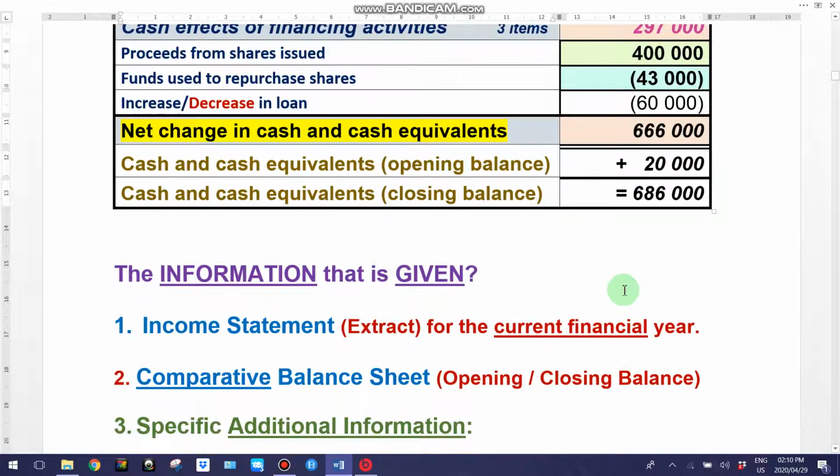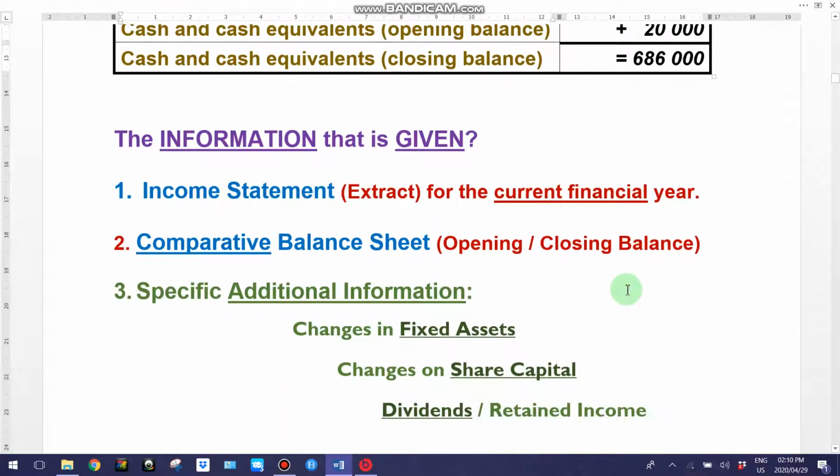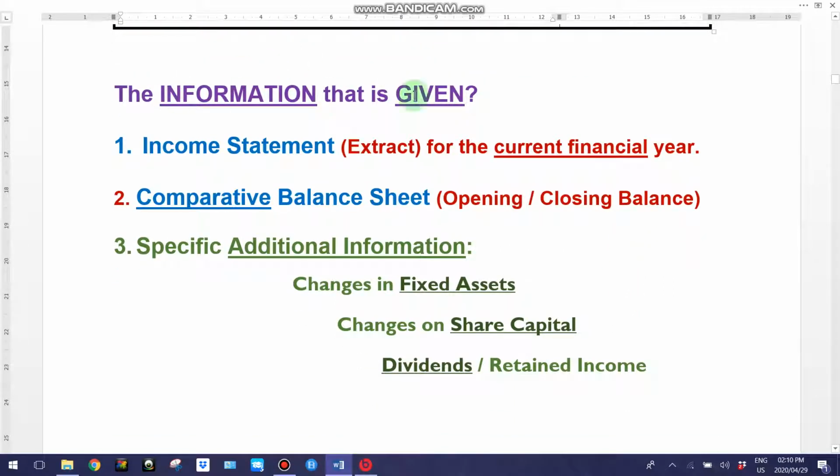So now let's look at what information is generally given in an exam paper. You know the structure of an exam paper. It will say question, and then it will start off by required. What do they want you to do? Required. And then after the required, it will say information, A, B, C, D, E, and you need to look at all the information that is given to you, and you need to use that information to answer the questions, right?